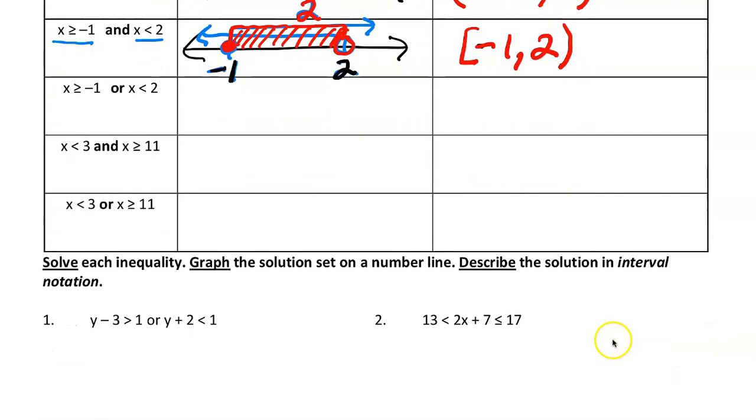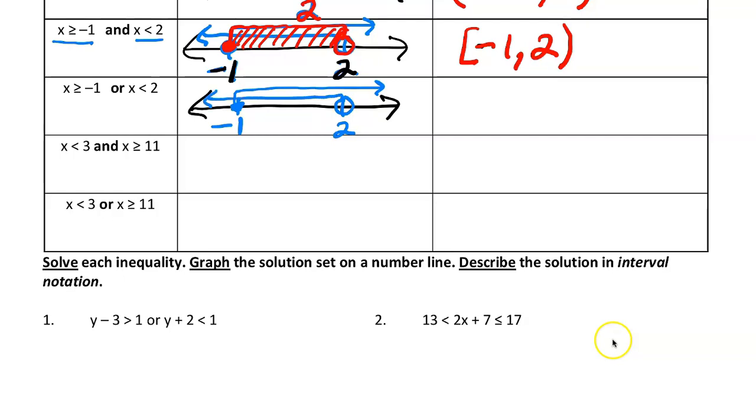Next we have an "or" compound inequality. So we'll do our number line. We'll put -1 on there like we did before. -1, it's right about here. And 2 is, say, right about there. We want greater than or equal to -1. That would be this way. Or we want x less than 2. That would be this way.